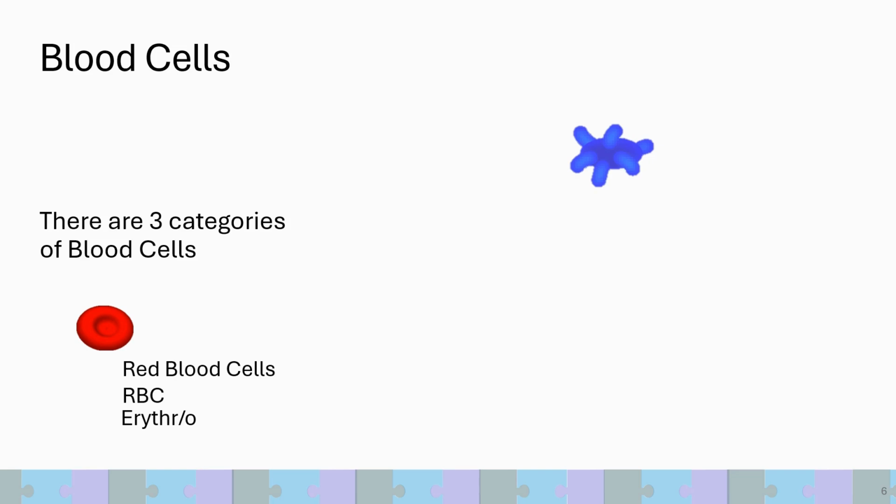All right, next up we have this one. It is much blown up and it's more of a cartoon sort of picture, but this is a platelet. A platelet has an alternate term called a thrombocyte. So the term platelet or thrombocyte essentially is referring to the same type of blood cell.